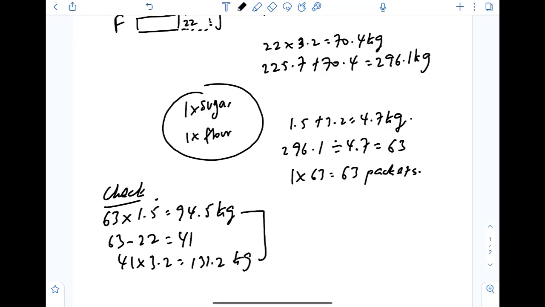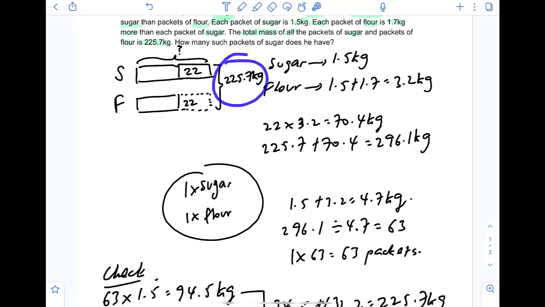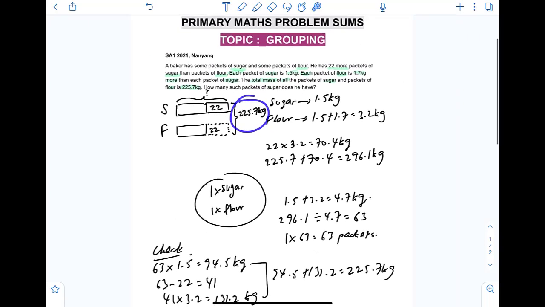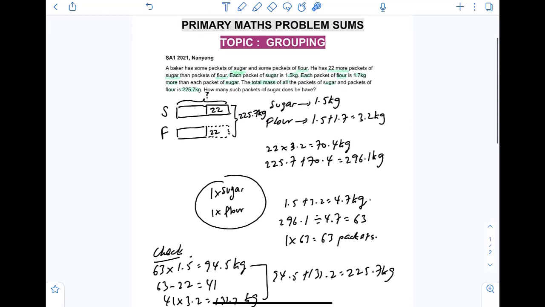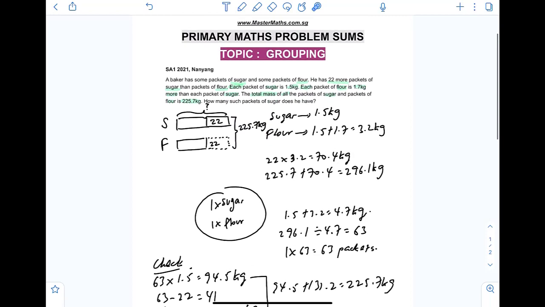And when we add them up together, we get 225.7 kg, which is our original mass of the packets of sugar and flour. Final answer for this question: how many packets of sugar does he have? He has 63 packets.